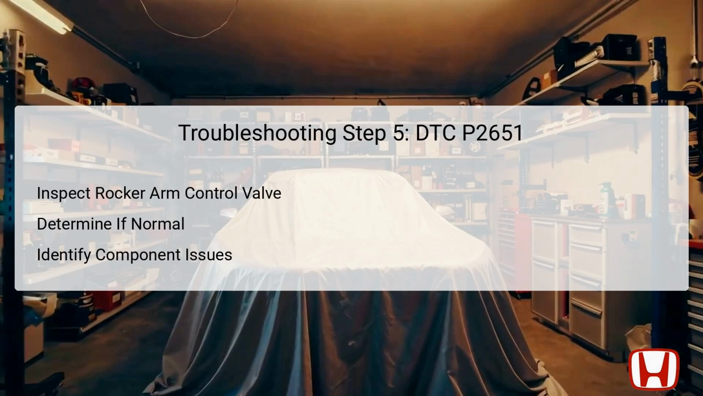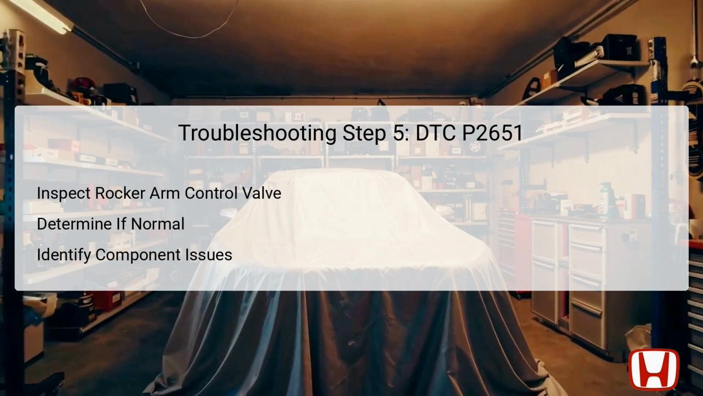If prior inspections confirm the normal conditions of both the rocker arm oil pressure sensor and VTEC system oil passages, attention should then turn to the rocker arm oil control valve itself. This step is critical as this valve is pivotal in managing the oil flow that feeds the rocker arms. Conducting a thorough inspection will help identify any faults or blockages that may be causing inadequate oil pressure readings.